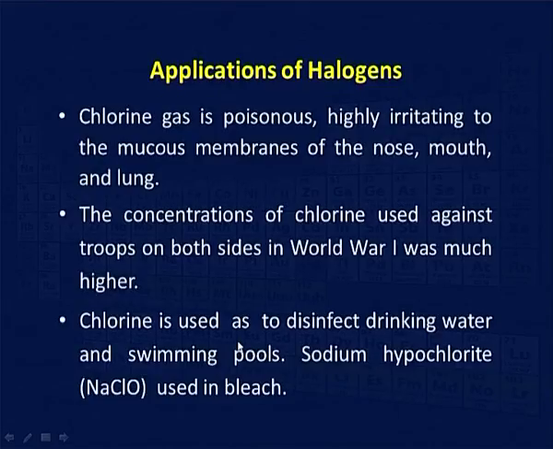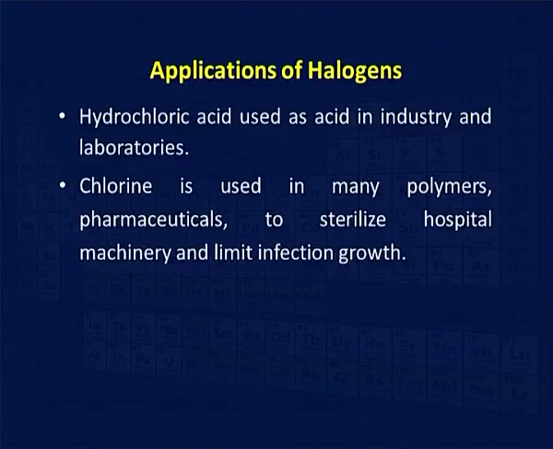Chlorine gas is also poisonous, highly irritating to the mucous membrane of the nose, mouth and lung. The concentration of chlorine used against troops on both sides in World War I was much higher. Chlorine is used to disinfect drinking water and swimming pools. Sodium hypochlorite is used in bleach. Hydrochloric acid is used as an acid in industry and laboratory. Chlorine is used in many polymers, pharmaceuticals and to sterilize hospital machinery and limit the growth of infection in hospitals.